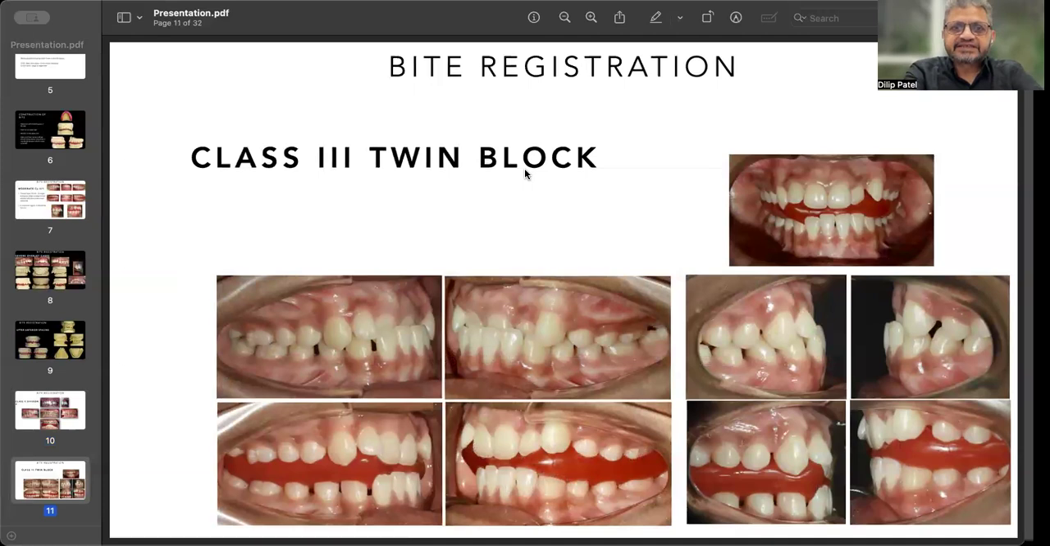In case of the class 2 twin block appliance bite registration, if the patient is able to bite edge to edge, then you can attempt the class 2 or reverse twin block appliance. If the patient is not able to bring the lower jaw edge to edge, one should not attempt to register the bite, and it should not be registered for the reverse twin block appliance.